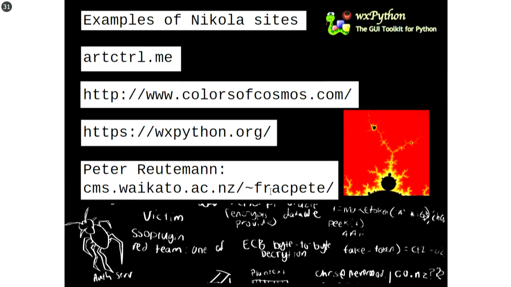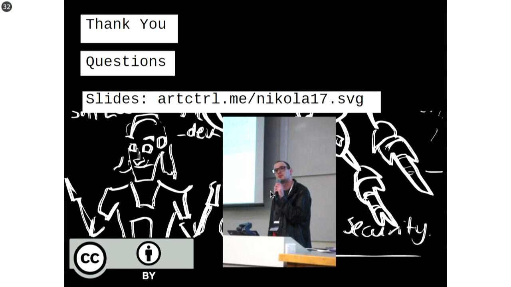So, some examples of some Nikola sites. My own site, artcontrol.me. One that popped up recently was colorofcosmos.com. There's some quite beautiful space photography, which is really nice. wxPython uses it. And Peter Rootman from Waikato University has been using it quite a bit. I've been quite happy because I've done this talk at the Hamilton Python user group in the past and got Peter using it, and he even used it for one of the conferences, the machine learning conference they had at Waikato University. So it's good that they start actually using really good Python libraries like Nikola. That's good. Okay, that's all.